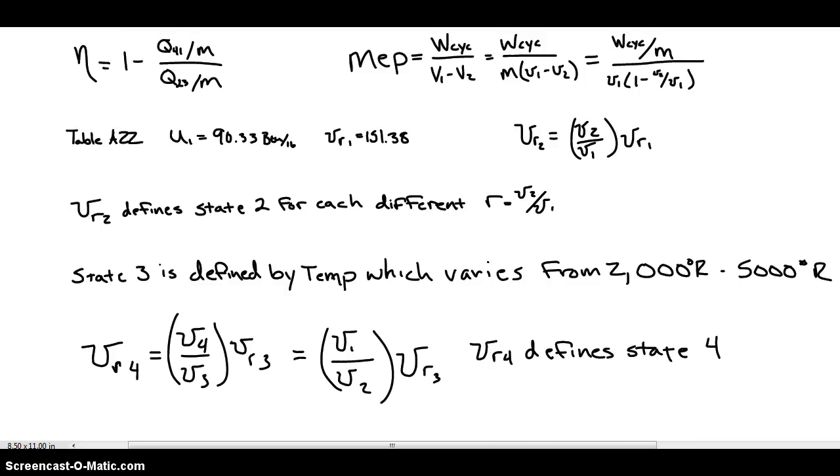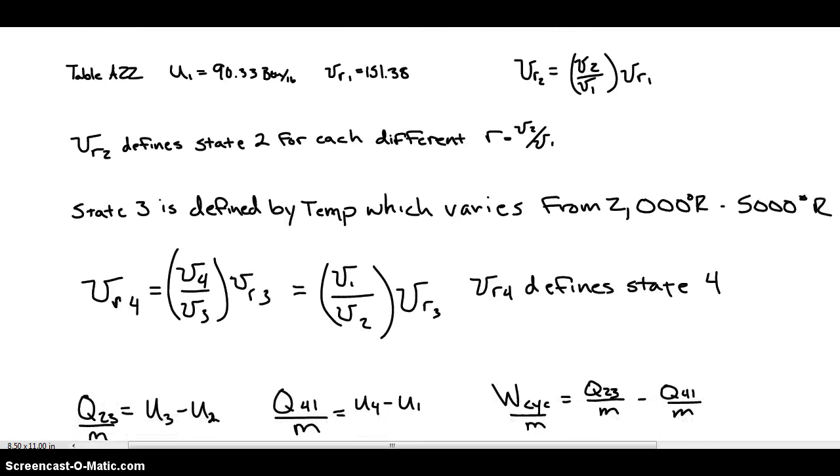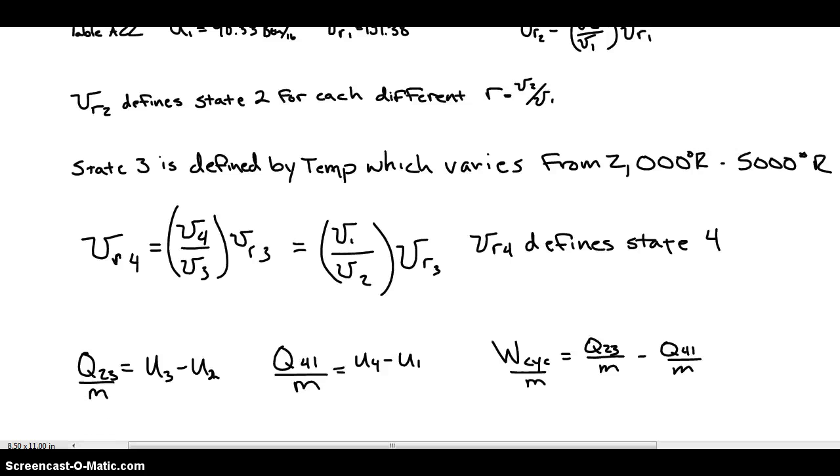State 3 is going to be defined by the temperature. And since all this is air acting as an ideal gas, all we need is temperature to calculate our specific energy and enthalpy. And so VR4 is going to depend on the temperature and the compression ratio, as we can see here. Because as the temperature changes, so does the relative specific volume at state 3.